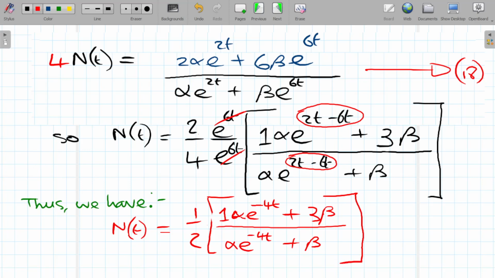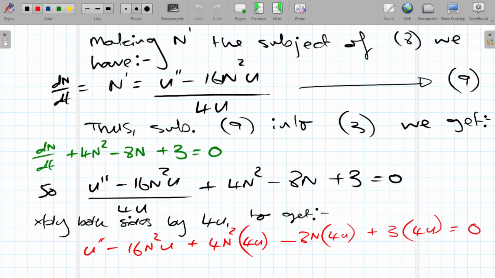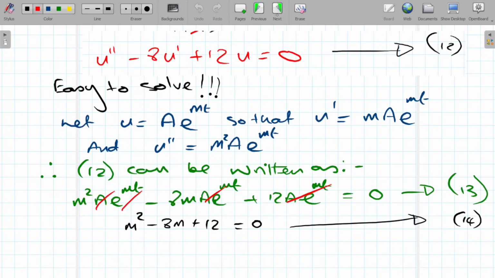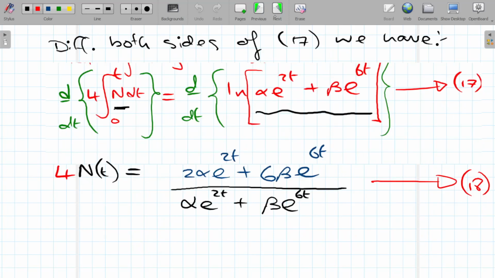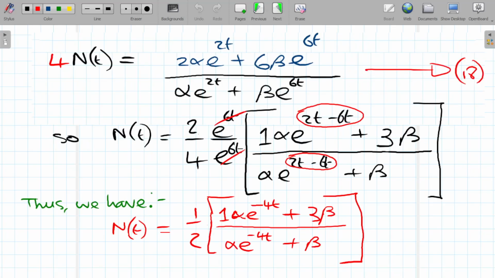And that is the answer. That is the analytic closed form solution to the original logistic or Riccati equation in equation 3 here. I hope that has been reasonably clear and helpful indeed.